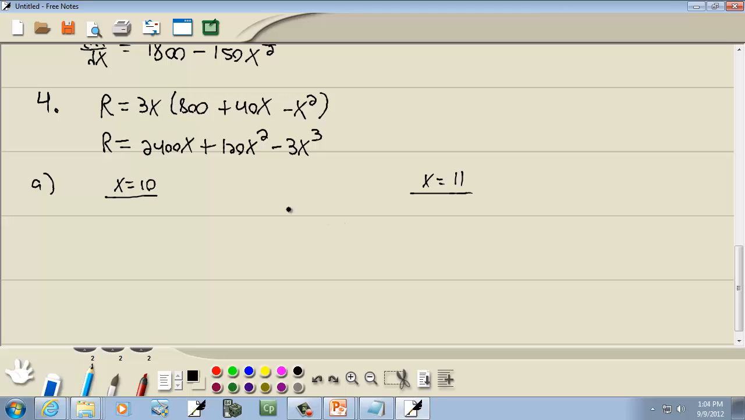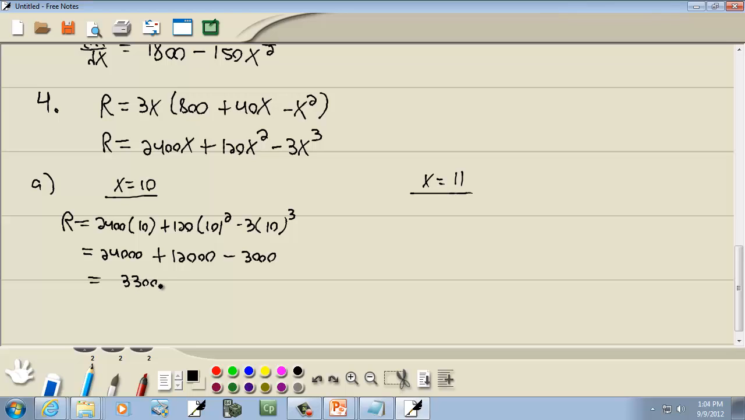Now I'm going to plug x equals 10 into this. So I got 2400 times 10 plus 120 times 10 squared minus 3 times 10 to the third. This gives us 24,000. This is 100, so that gives us 12,000. This is 1,000, so that gives us 3,000, which should give us 33,000.